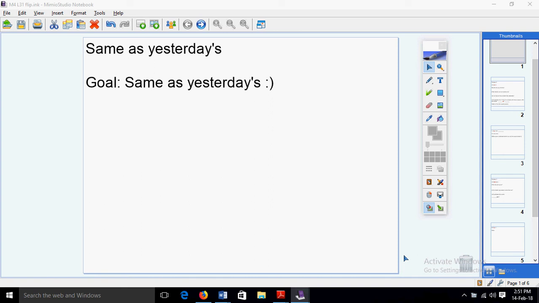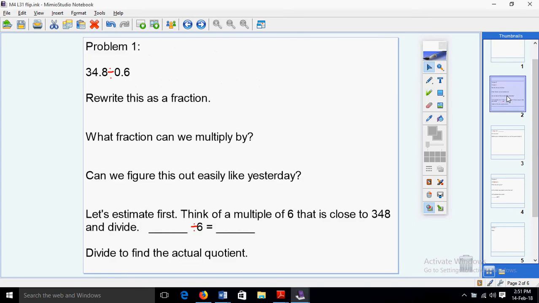All right, welcome to lesson 31. This goal is the same as lesson 30, which is divide decimal dividends by non-unit decimal divisors. Let's get into our first problem. So our first problem is 34 and 8/10 divided by 6/10.